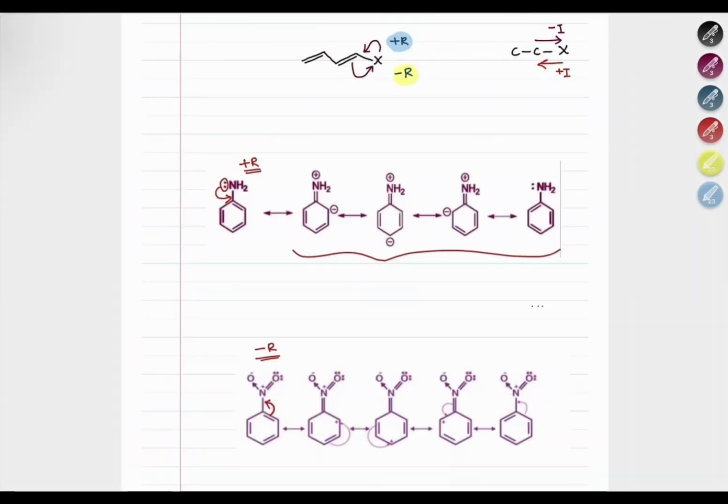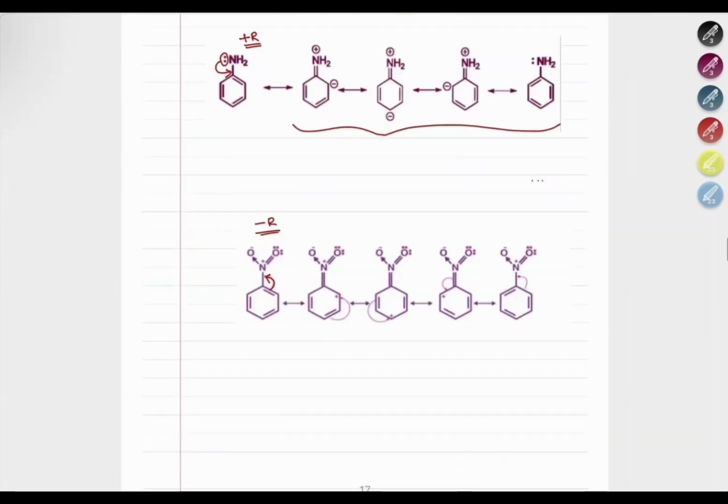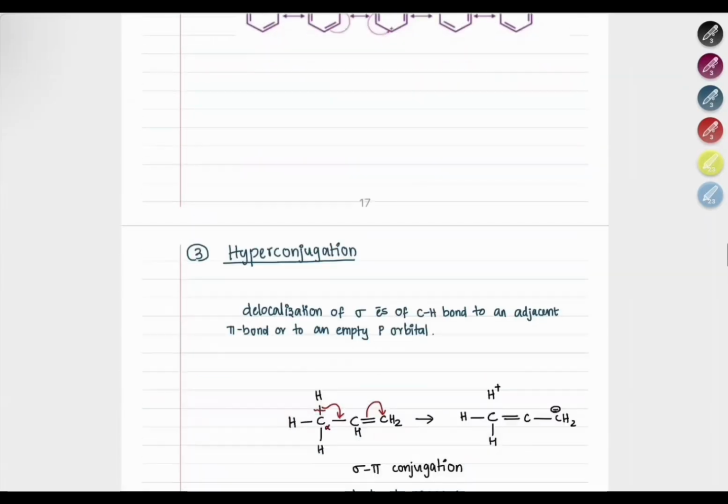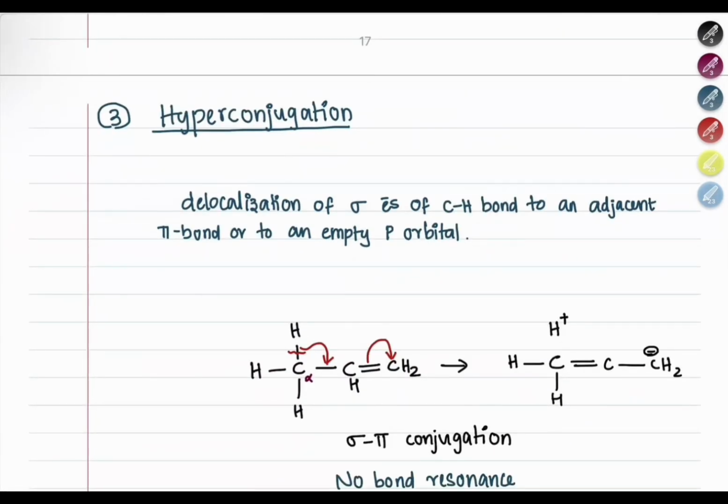Okay. So the resonance effect, that is the second electron displacement effect, we have also explained. Now the third electron displacement effect, that is hyperconjugation. Hyperconjugation is the delocalization of a sigma electron to an adjacent pi bond or an adjacent p orbital. Okay, this is what is meant by hyperconjugation.